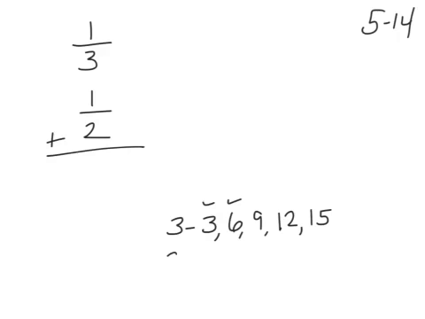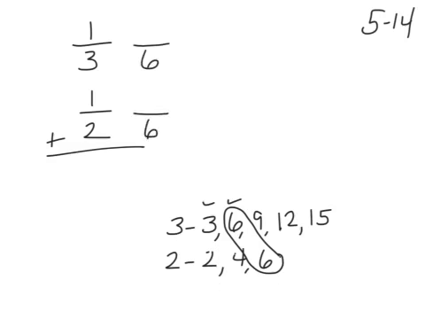Or if it's easier, you can list your count bys of your other denominator, 2, 4, 6, and as soon as you find one that's the same, that's your lowest common denominator. You change your denominator because you can only add fractions together if they have the same denominator.